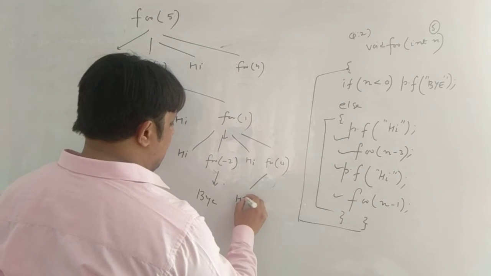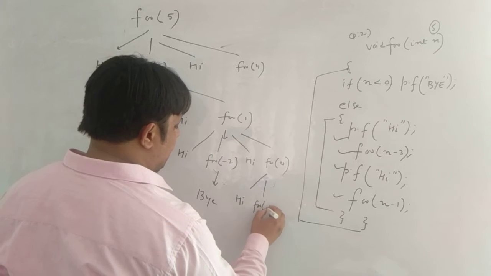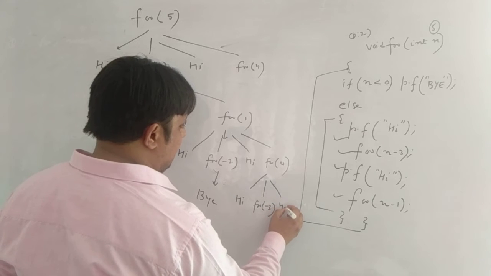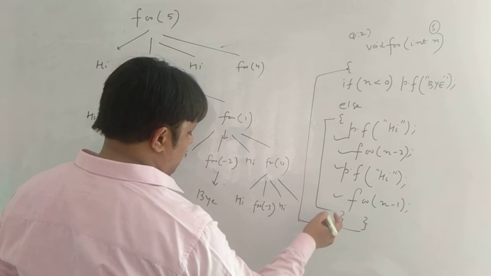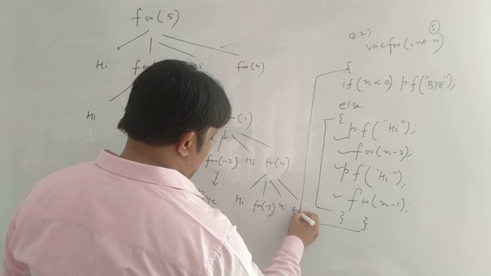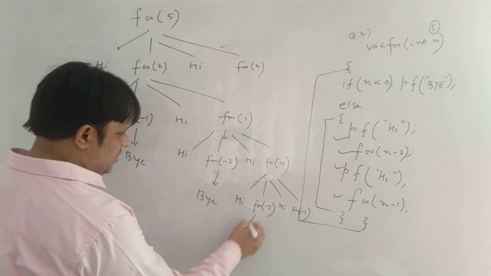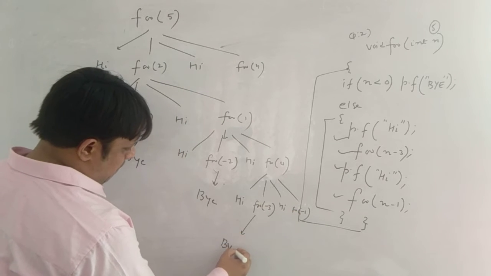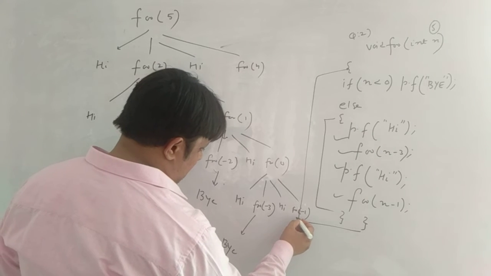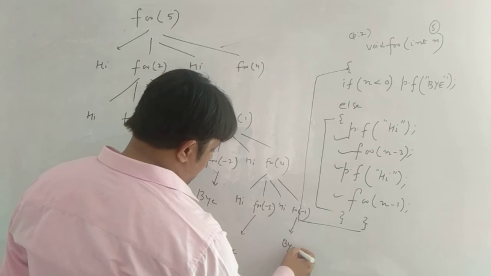Again you come to the statement. First it will print what? Hi. Then it will print what? foo(-3). Then it will print again hi. Then again it will print what? foo(-1). When you call this function, it will print bye. Again when you call this function, it will print bye.